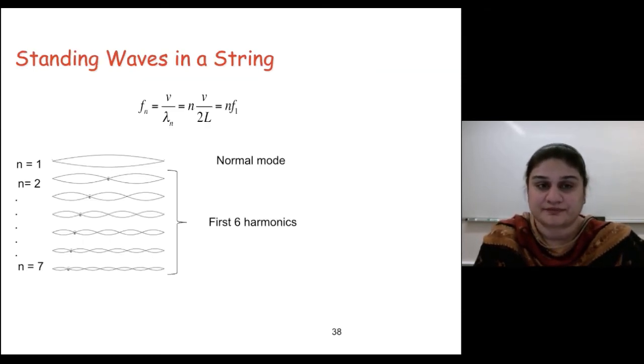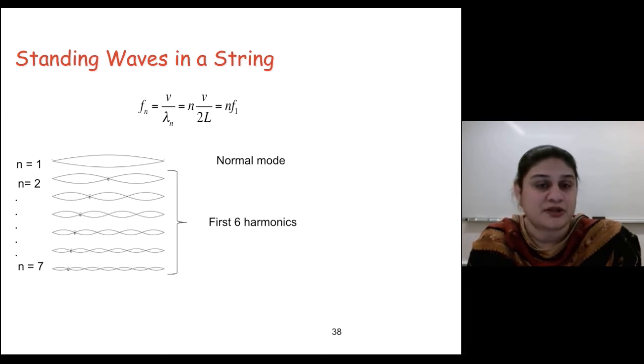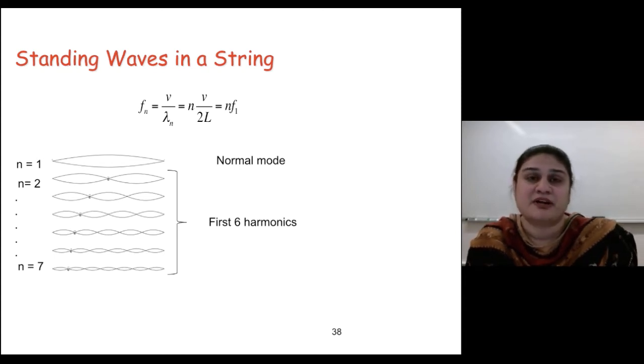Standing waves in a string are given by this formula, f equals v over lambda. You might think this is a new formula, but actually it is not. Rearrange this as v equals f lambda. This is exactly the same formula as we have been using for the string.